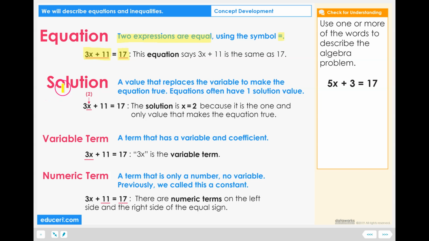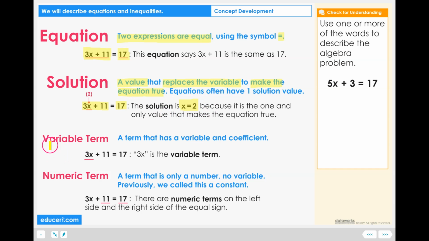The next word is solution. A solution is a value that replaces the variable to make the equation true. Equations often have one solution value. So in our earlier equation, when we said that 3x plus 11 is absolutely equal to 17, this is a true statement only if x is the value 2. We substitute and replace, and we would be able to see that this is the value that makes the equation true. So a solution is that value, that when we replace it with the variable, it makes the equation true.